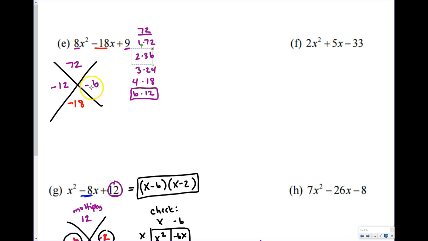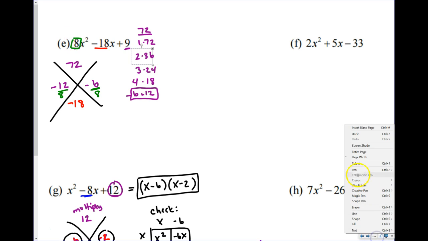Because negative 12 times negative 6 is positive 72, and negative 12 minus 6 is negative 18. Okay, so I know that this works as long as this is negative and negative. So there's my list of my factors and how I found it. But now my next step, I can't forget, I have to divide each of these by 8 because that's what I started with, that 8.